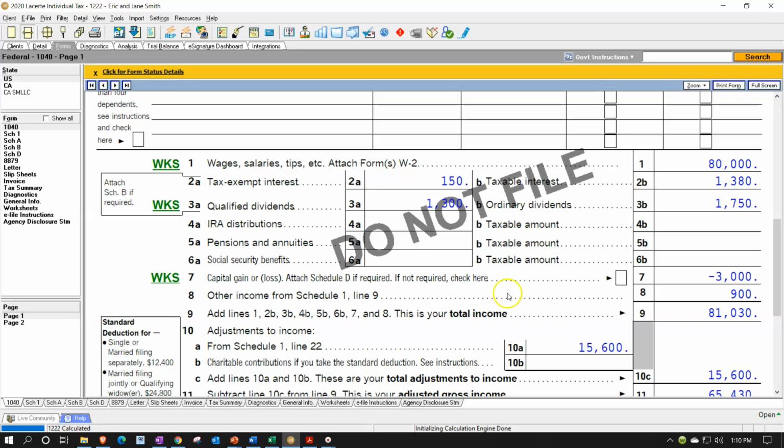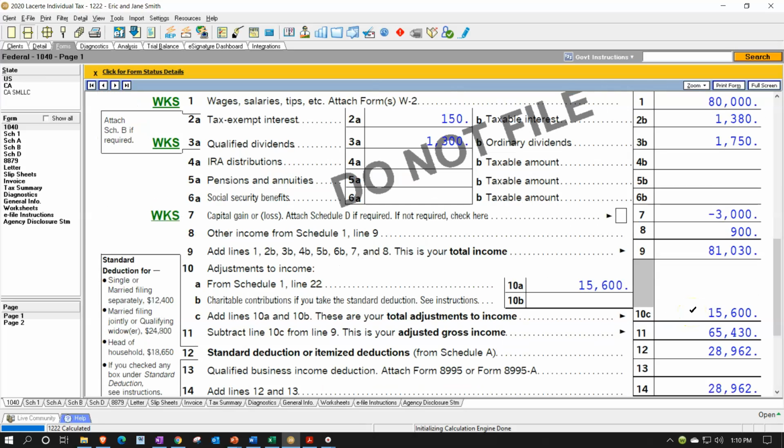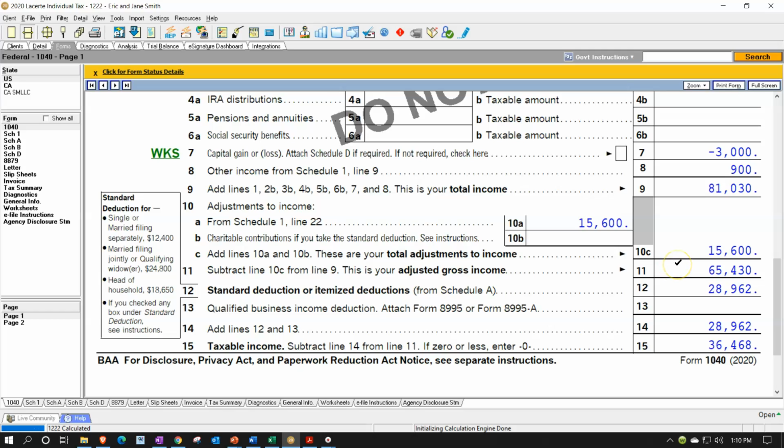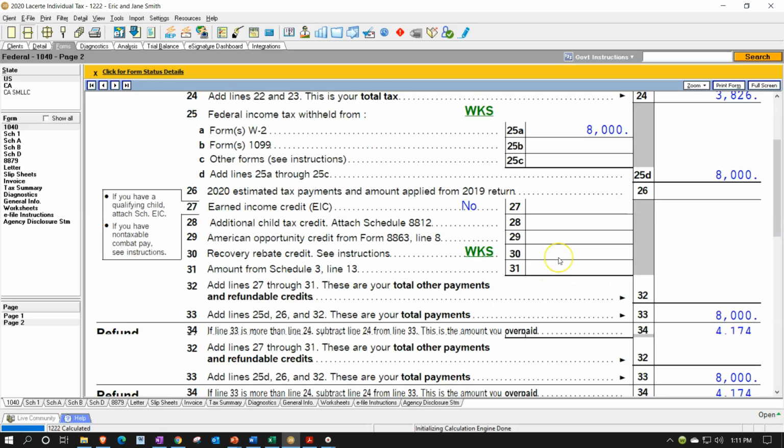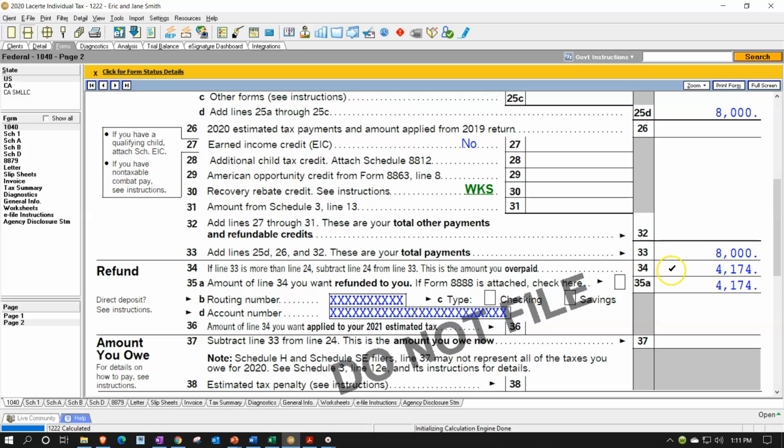So we have the $81,030 for the total income. And then we have the adjustments to income at the 15,006. Notice that that no longer includes the 300 that was on 10B here. And that gives us the 65,430 for the adjusted gross income. Now we have the standard deduction or itemized. We're taking the itemized deduction, 28,962, to give us the taxable income, the 36,463. Tax then calculated on page 2 of the 1040 at 3,826. We had the withholdings of the 8,000 from the W-2s to bring us down to a refund of the 4,174.